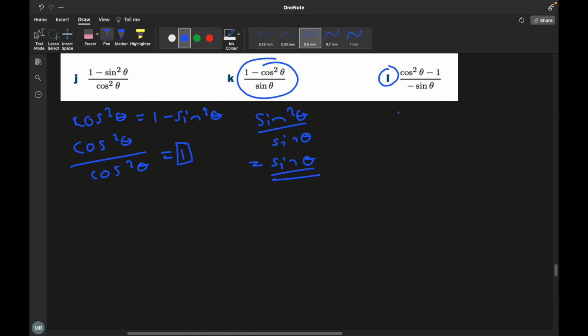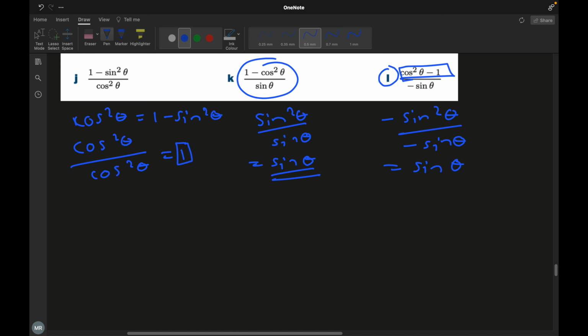Let's solve this one. Okay, this is in the reverse order. This is basically going to be minus sine squared theta by minus sine theta. Minus sine theta and minus sine theta get cancelled, leaving us with sine theta. This is the answer.